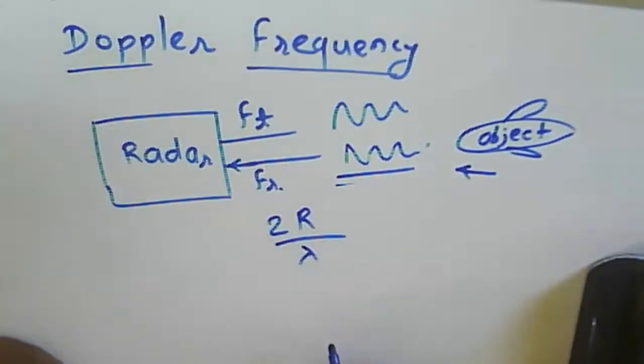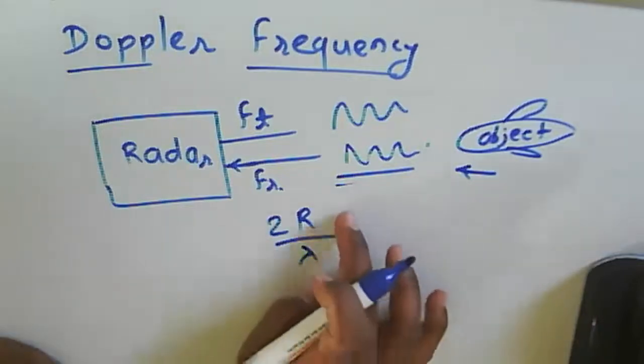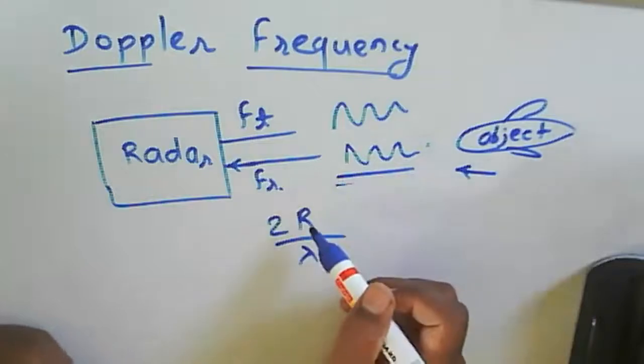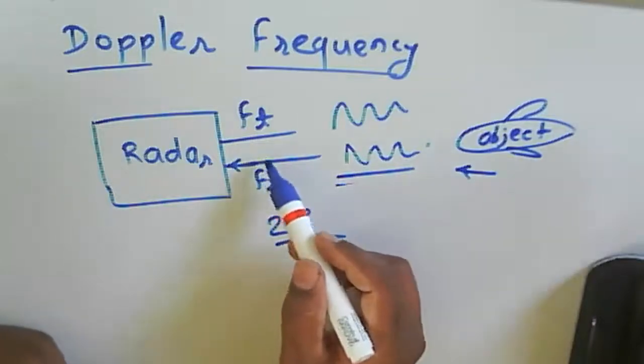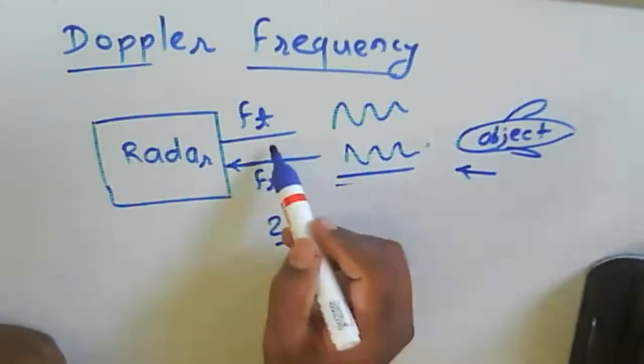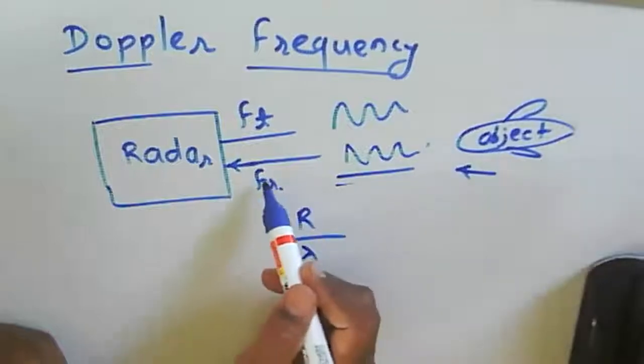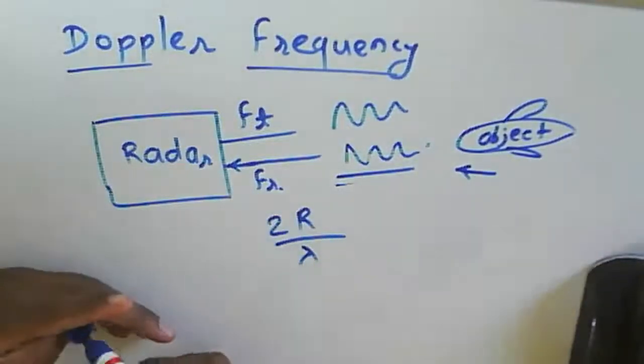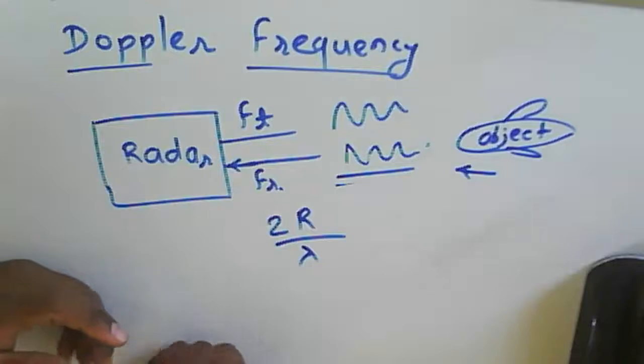And that will be defined in terms of a wavelength. It means the total number of wavelengths in the two-way path from the radar to the target and return back to the radar. So that will be defined in terms of a wavelength, that is, 2R by lambda.